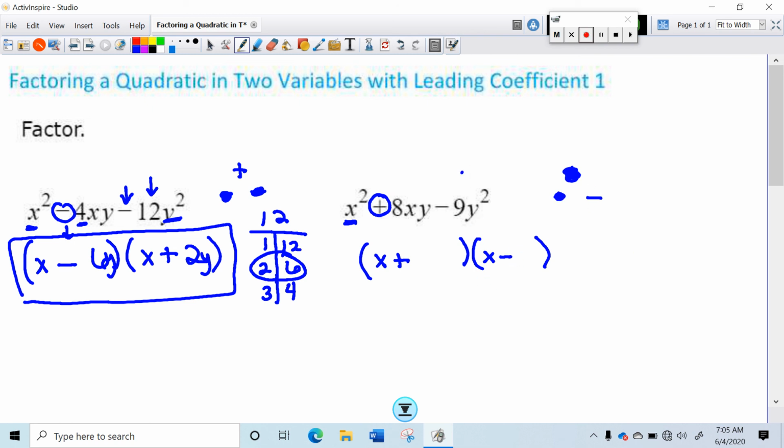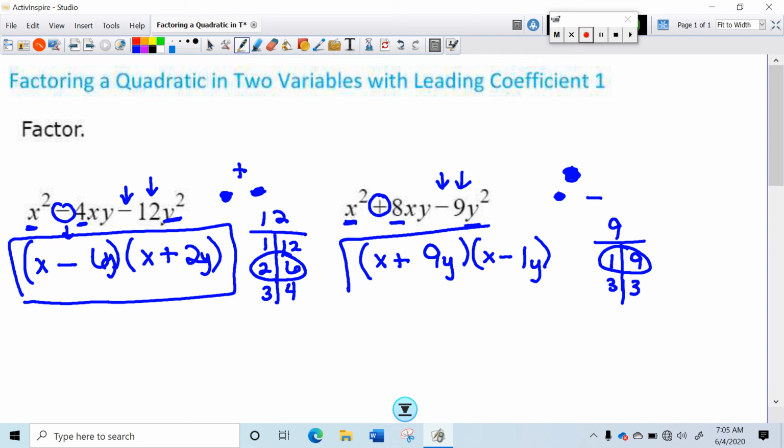Okay, I want the factors of 9. 9 divided by 1 is 9. 9 divided by 3 is 3. And you're repeating yourself, so you're finished. I want to subtract to get 8. So that's 9 and 1. Put the biggest one first. And then you also had 2 y's here that you need to split up evenly. And now you're finished.